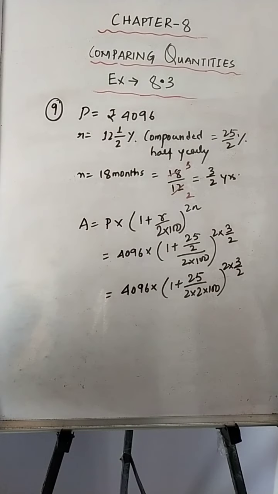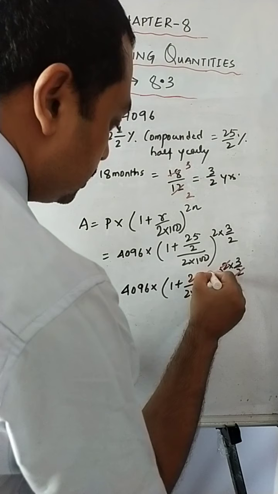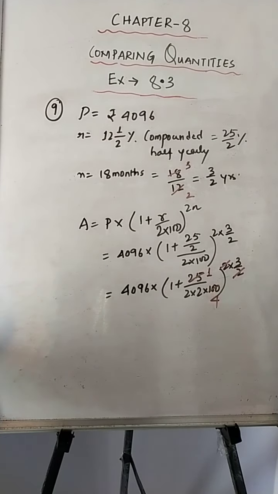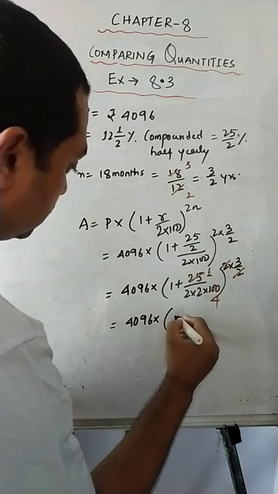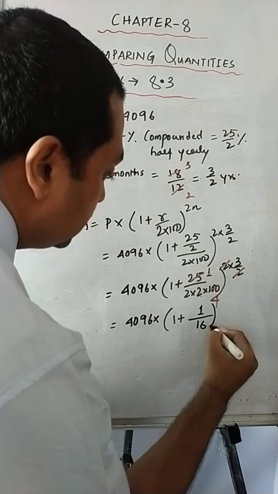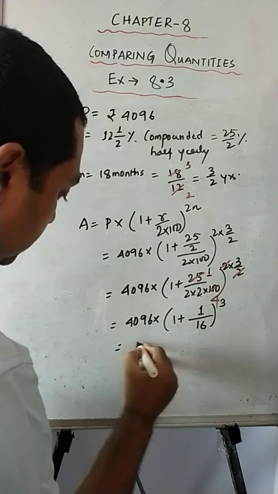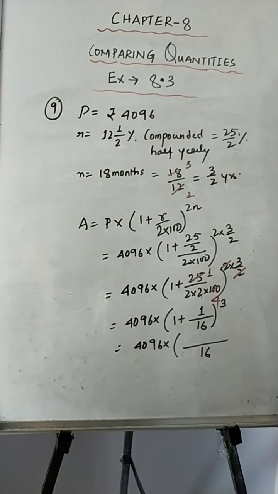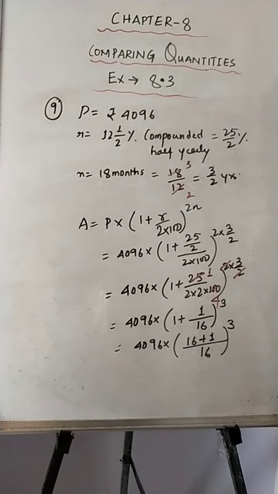Now we'll reduce. We'll reduce this 2. Now 25 and 100 can be reduced. That is 25 1s are 25, 25 4s are 100. Okay, so that would be 4096 into 1 plus 1 by 2 into 2 into 4, which is what? 16. 16 to the power 3. Okay, now we'll solve this. 4096 into, 16 will be the LCM, so this will be 16 plus 1, to the power 3.